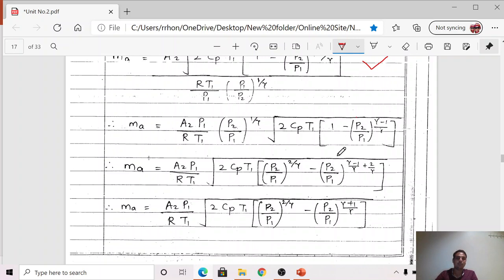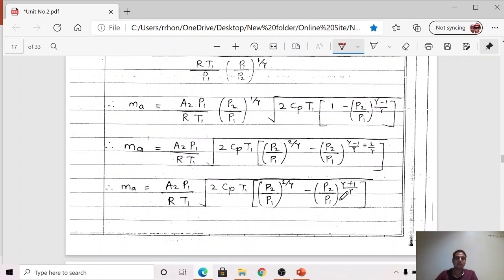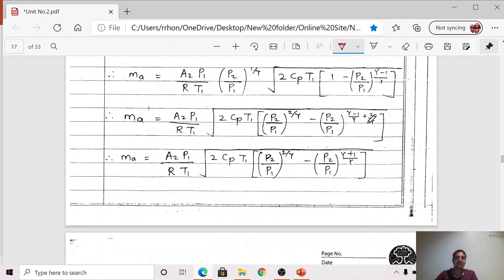Here is also P2 by P1. Here 1 by gamma minus 1 by gamma is already present. And once it comes inside this under root term and is multiplied to this, that term 1 by gamma becomes 2 by gamma. So plus 2 by gamma. So this power's base is again the same. So in the further equation, you can write this base is the same and 2 minus 1, that is plus 1. So gamma plus 1 by gamma.